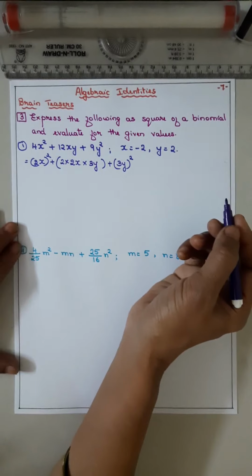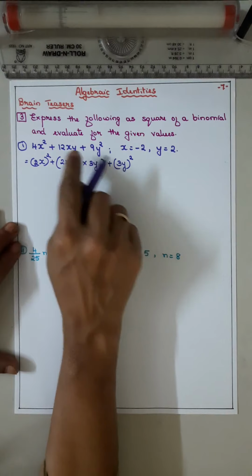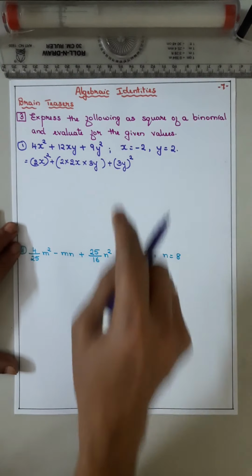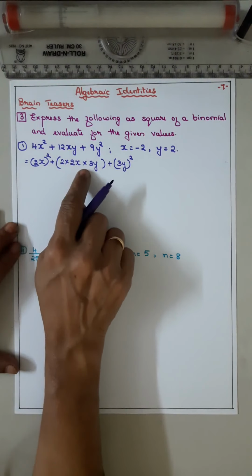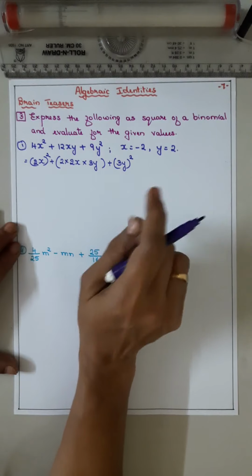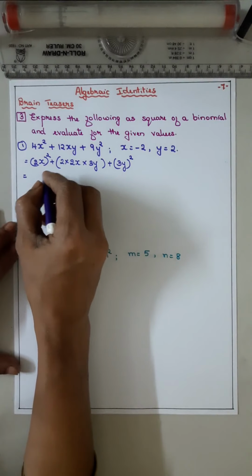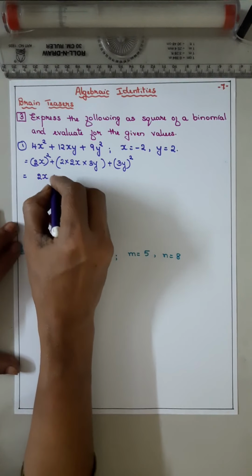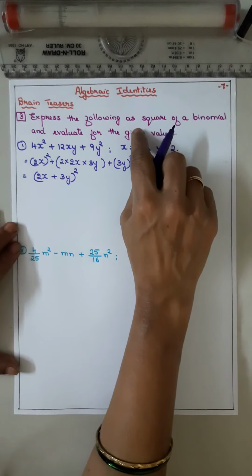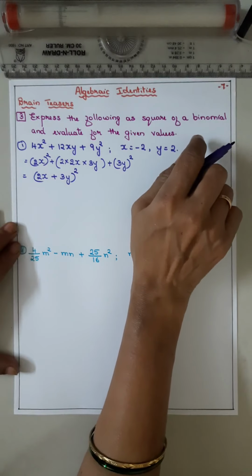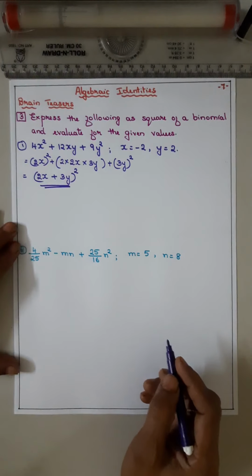Now check whether it is coming up to 12xy. 2 2s are 4, 4 3s are 12xy. So this is in the form a squared plus 2ab plus b squared. So which identity? A plus b the whole square. So it became 2x plus 3y the whole square. They have told to express the following as the square of a binomial. So you got the answer. It is 2x plus 3y the whole square.